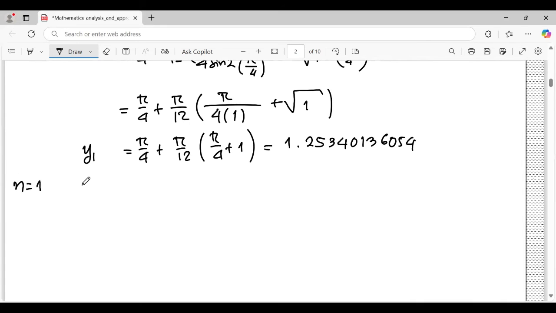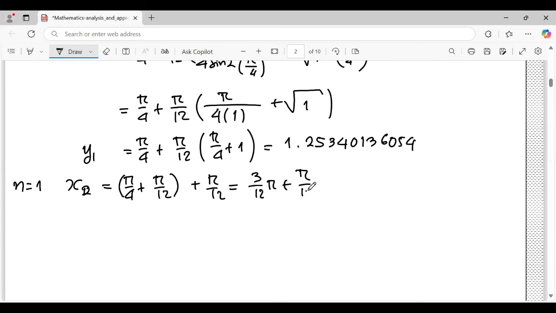If n equals 1, it means x2 is pi over 4 plus pi over 12, which is 3 pi over 12 plus pi over 12, giving 5 over 12 pi.